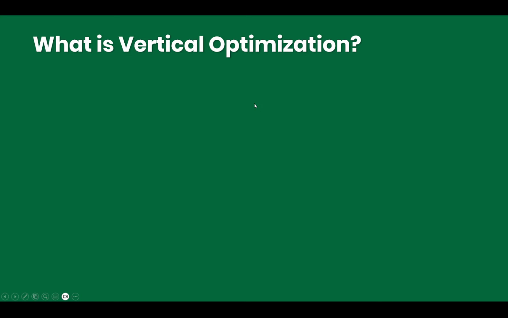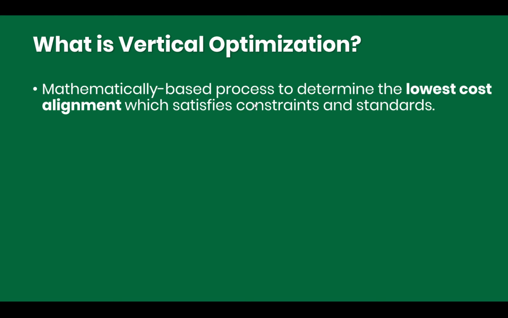So what is vertical optimization? Well, unlike Path Explorer, which is an AI-based process, vertical optimization is just a whole bunch of really, really fancy math, and it's used to determine the lowest cost alignment, which satisfies the different constraints and standards.